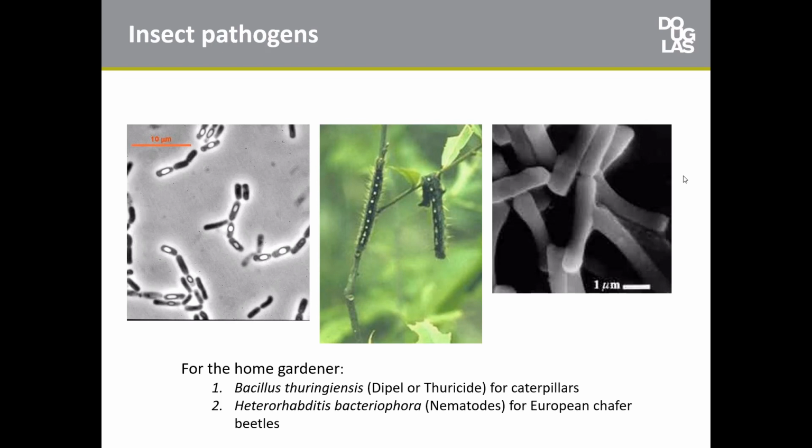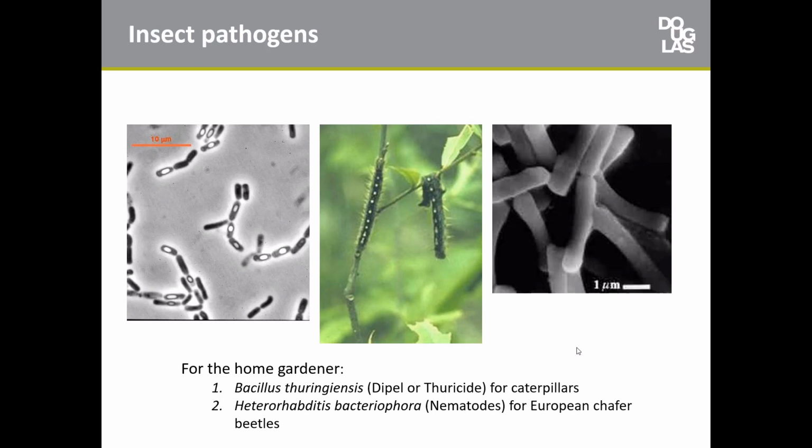You can buy it at the garden store, and you can see in the middle panel, here are a couple of larvae that have been infected with BT. Here's some BT cells in the other two photos. And this is the same product that organic growers use to manage their caterpillar pests in their farms.